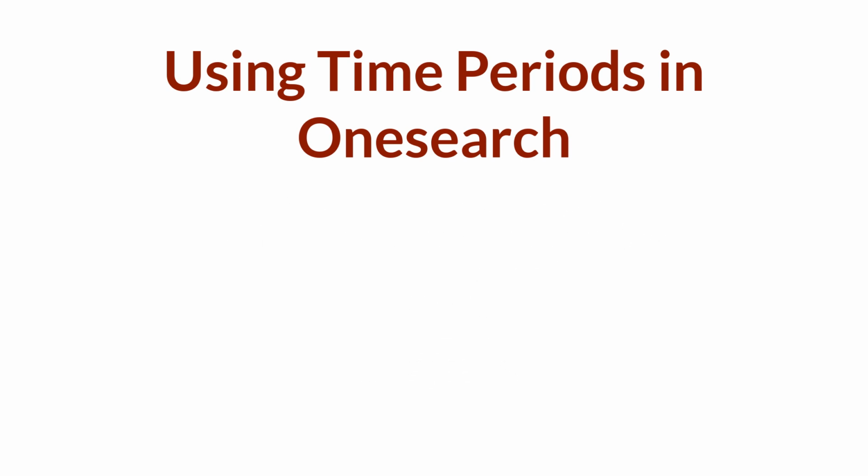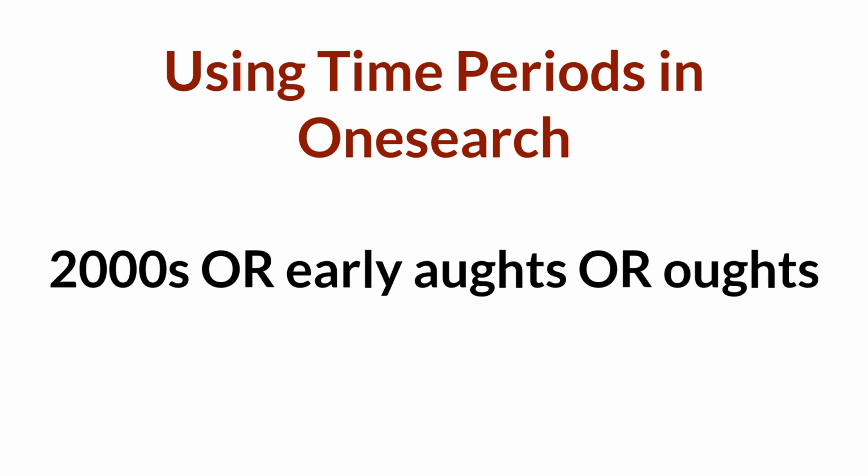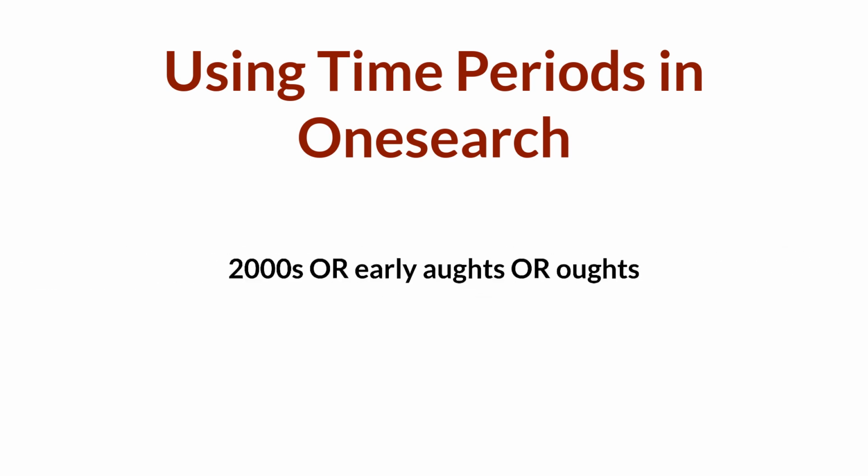Some time periods have special names, like the 2000s, which were also called the early aughts or aughts. If you want to learn other words for specific time periods, use Wikipedia to search for that time.